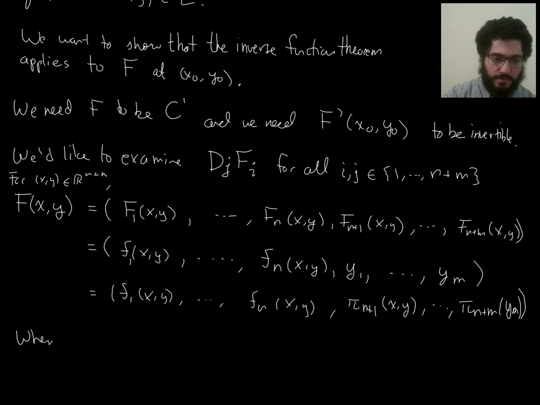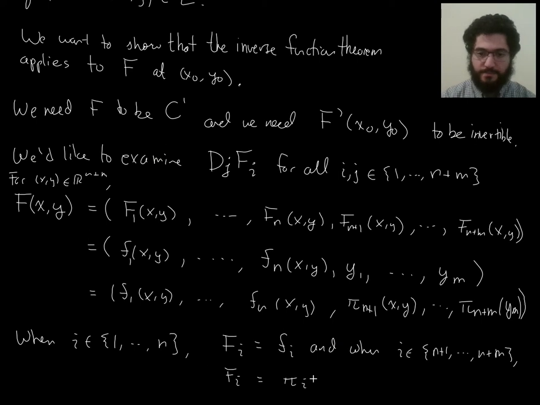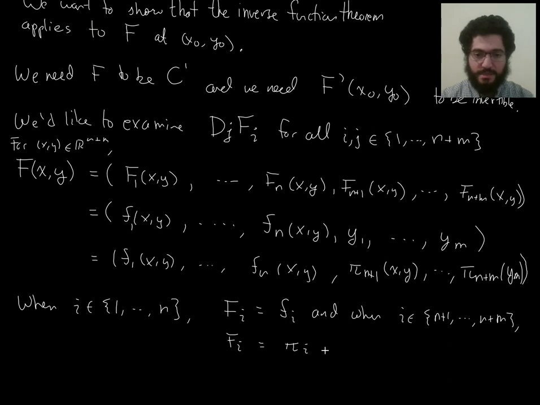So when I is in the range 1 through n, capital F sub I is little f sub I. And when I is in the range n plus 1 to n plus m, we have capital F sub I is just pi sub I, where pi sub I is this projection map.